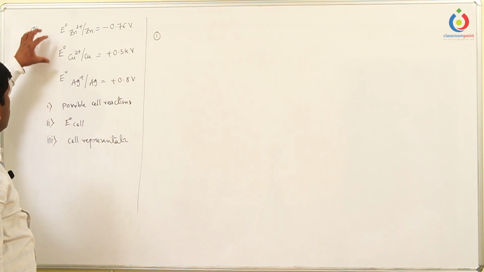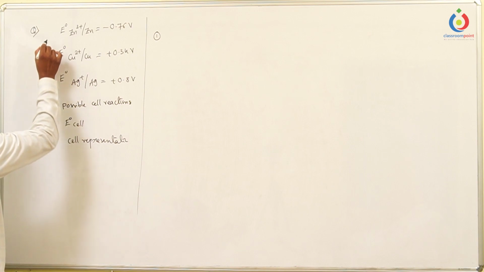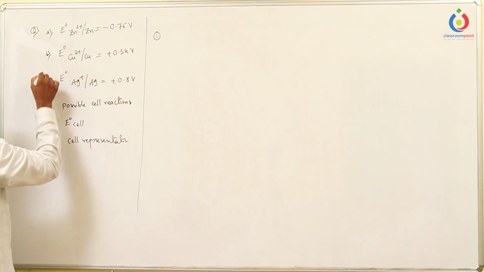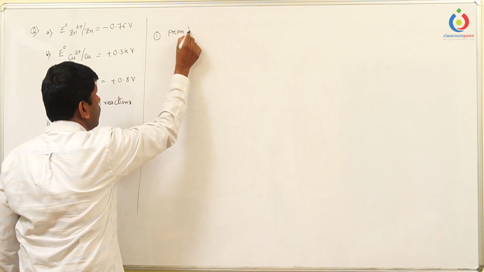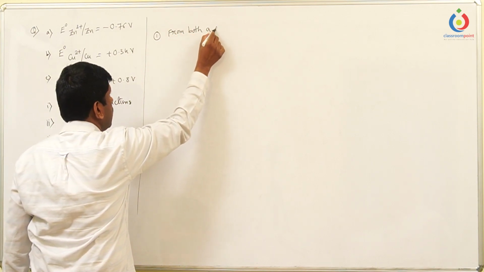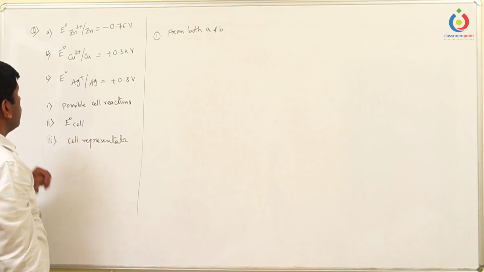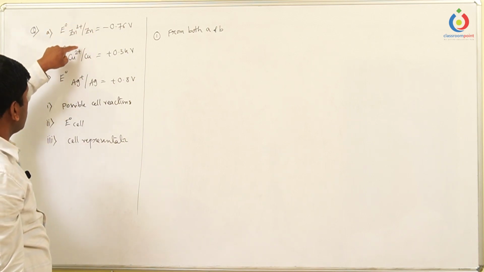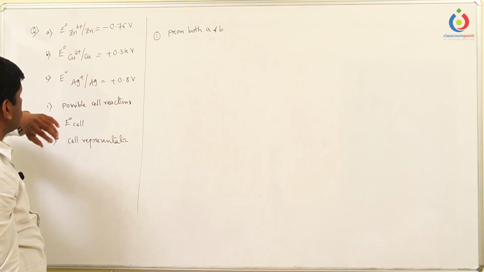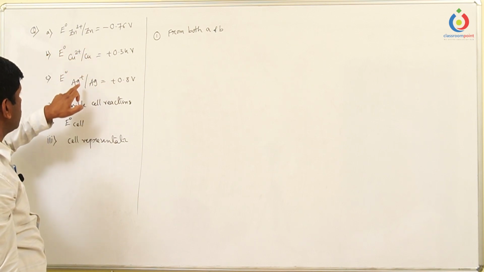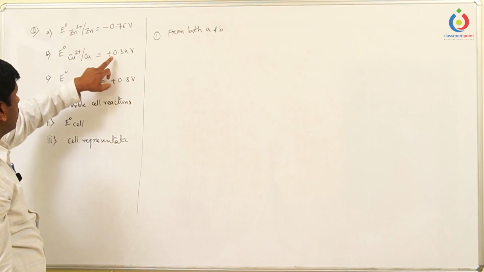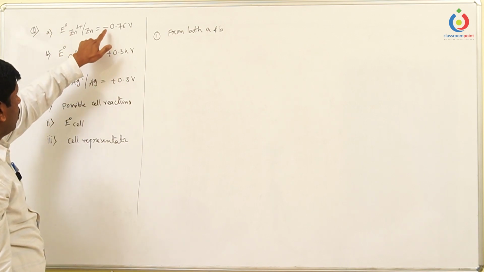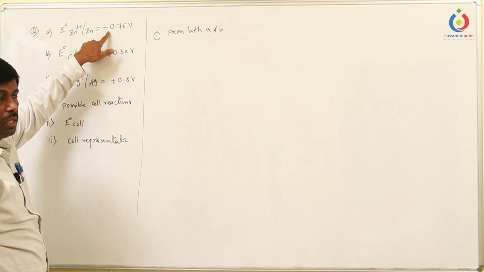First combination, let us take these two. So let us make A, B and C. From both A and B, first of all, check whether the given values are reduction potentials or oxidation potentials. These are all reduction potentials only. So I am selecting both of these. Between these two, the higher reduction potential acts as the cathode, the lower reduction potential acts as the anode.